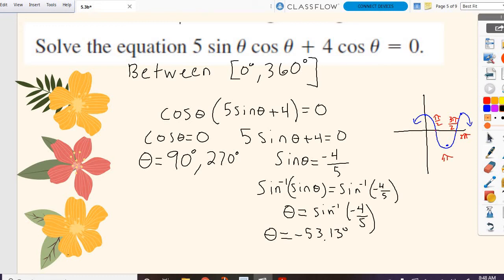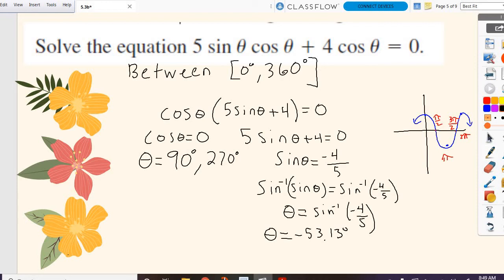Now, something to be careful about here. Why did they give us a negative answer? Well, remember that whenever we looked at the inverse trig functions, we had to make those functions one-to-one, which meant that we had to limit or restrict the domain of our original function. And for sine, that domain was between negative pi over 2 to pi over 2, or in degrees, negative 90 to 90 degrees, which is why they gave us that negative 53 degrees.